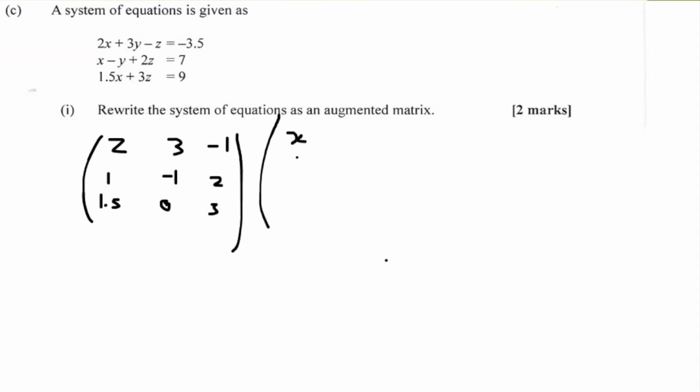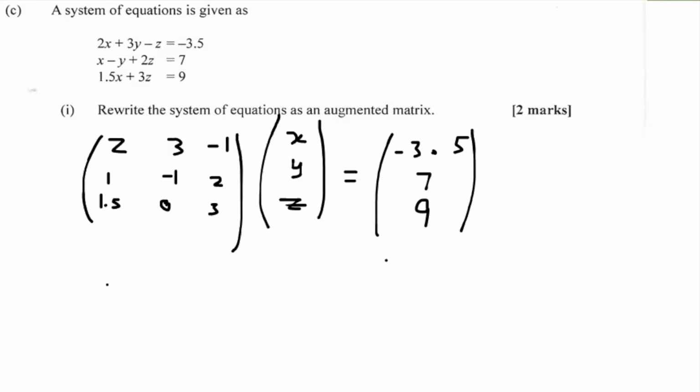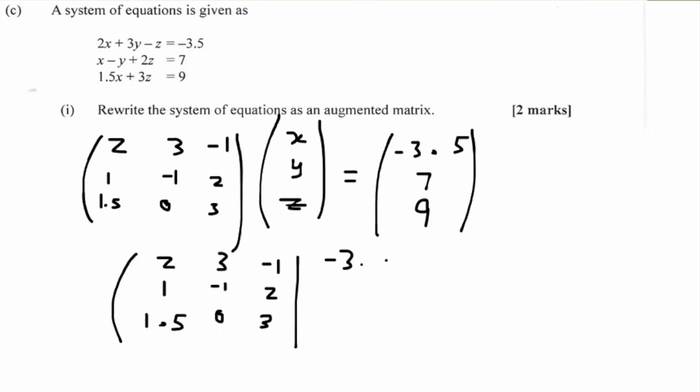The variables that I'm dealing with are x, y, and z. And it's equal to the solution, which is minus 3.5, 7, and 9. So the augmented form is when we merge the 3 by 3 with the solution. So this will be the augmented form. So this is my 3 by 3 right here. Then I'm going to draw a line, and then I have the solution. And this is augmented.